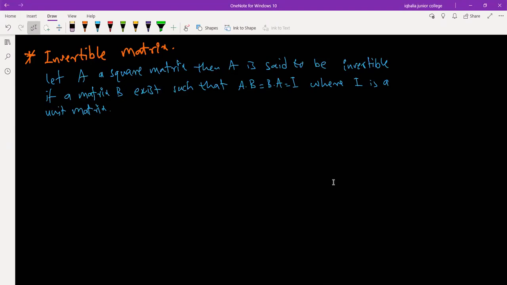Okay, so here we have some notes regarding invertible matrix, so just take a note. The first note is: if A is invertible, then A is non-singular.